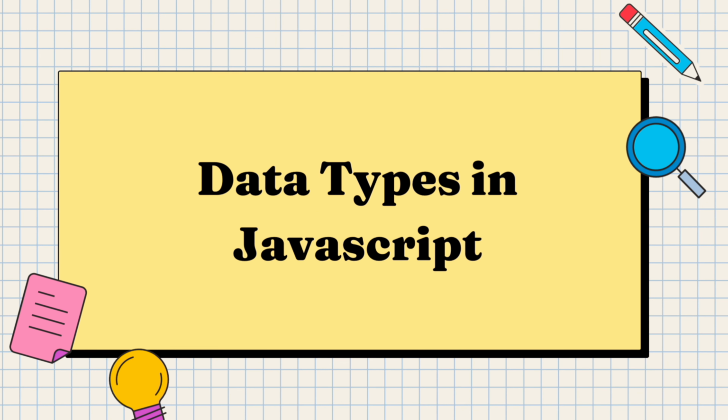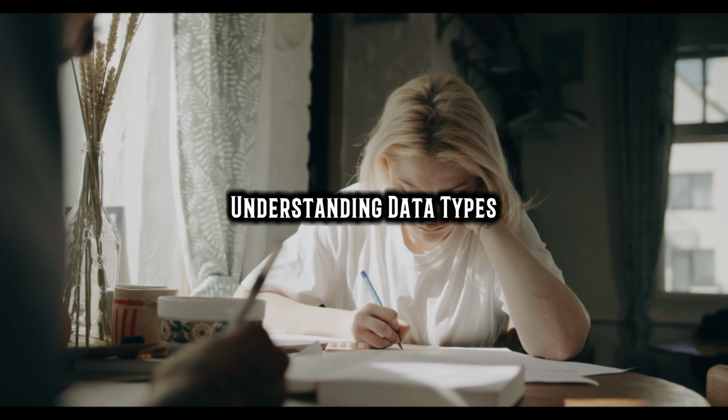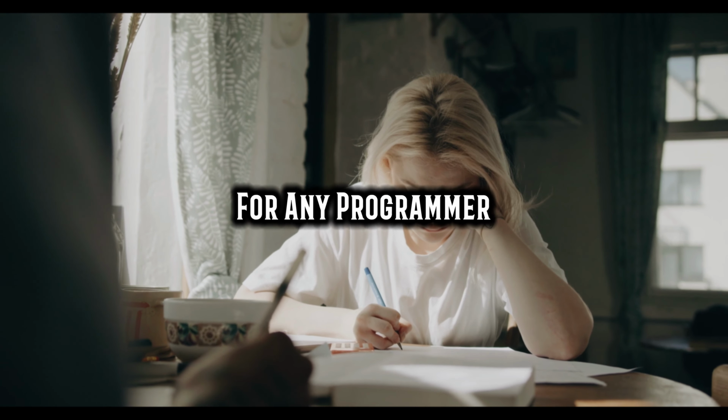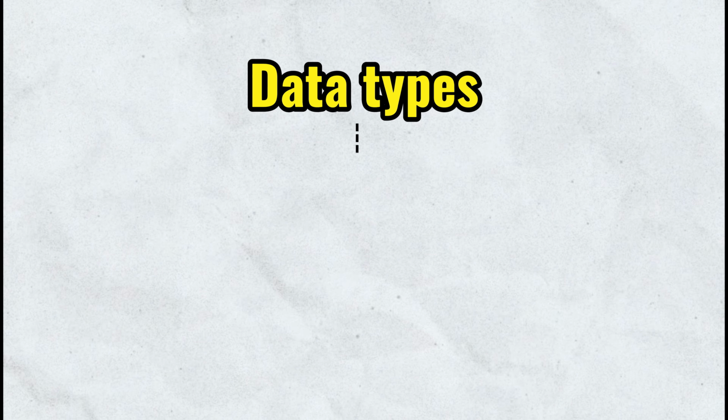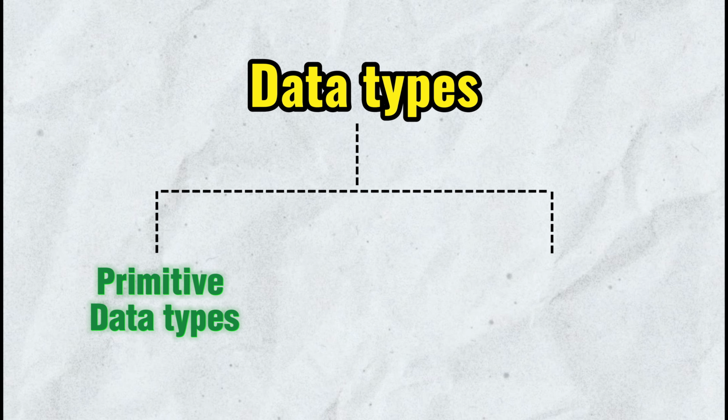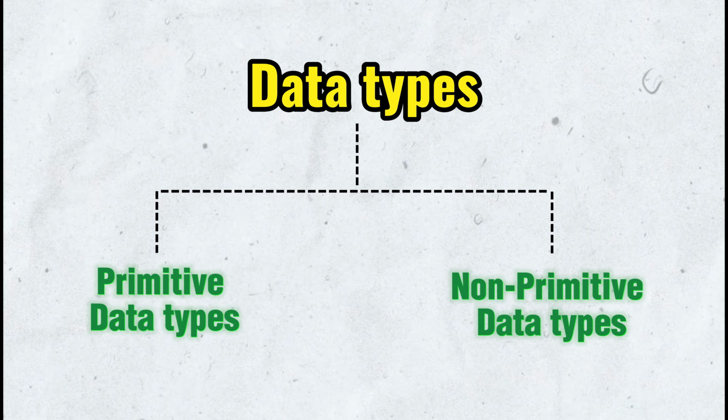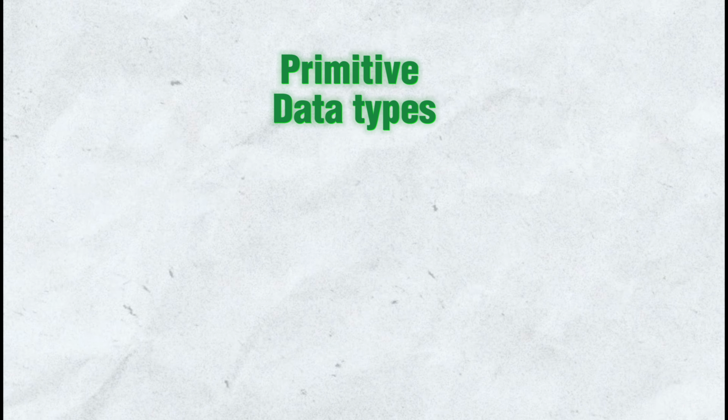Today we are learning data types in JavaScript. Understanding data types is crucial for any programmer, so let's break it down. In JavaScript, there are two types of data types, primitive data types and non-primitive data types. Let's start with primitive data types.